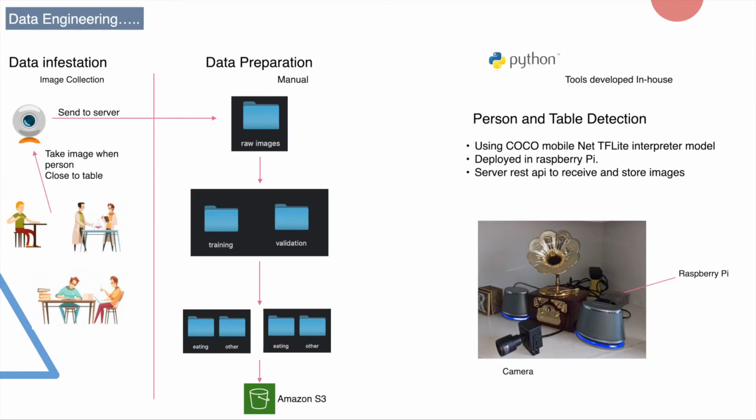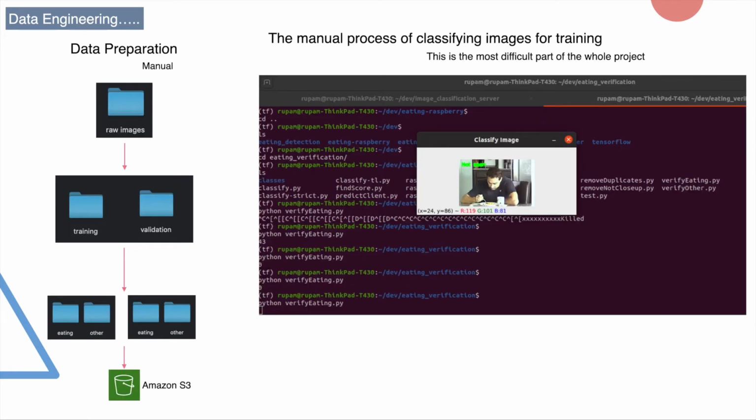So, by now you can see that I needed to train the CNN, for which I had to collect a lot of images. I created a Python program for detecting persons near my dining table, and when that happened, it would send those images to AWS S3. Over a few months, I collected a lot of images. The next step was to label those thousands of images as eating and not eating.